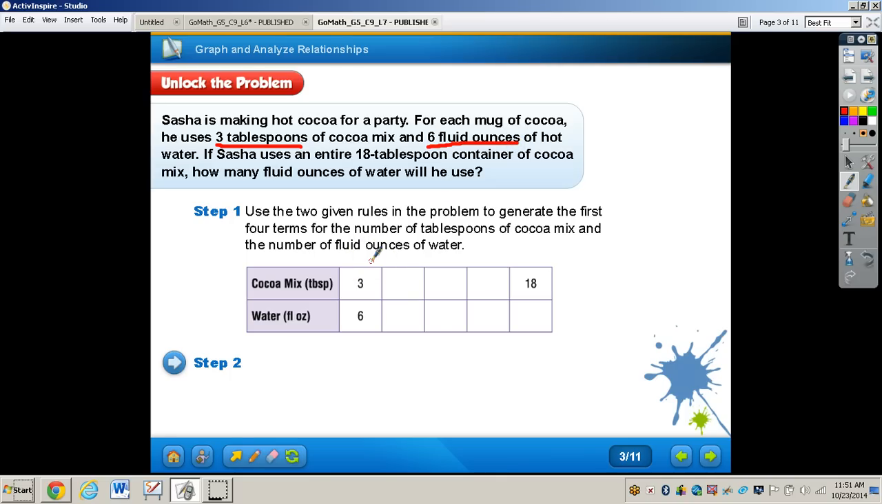Now for this, we're going to take a look at the given rules in the problem to generate the first 4 terms for the number of tablespoons of cocoa mix and the number of fluid ounces of water. So for cocoa mix, 3 tablespoons, 6 fluid ounces of water. Because we're trying to figure out the 18 tablespoon container. Then after this, 6 and 12, for the next mug. For 2 mugs we could see, and then 9, 18.